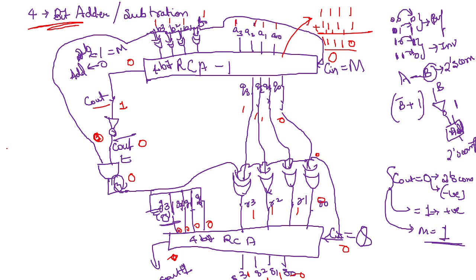Wait, this is C out. This is C out one, the intermediate result. This is just a wire. If you take it as that, then you will get the wrong answer, because it will be 1 1 1 and 0, so you are getting 1110. No, this is the final C out result, and this is C out one, the intermediate result.